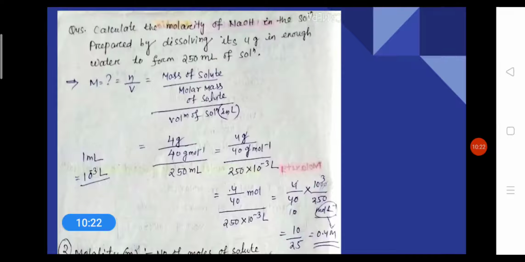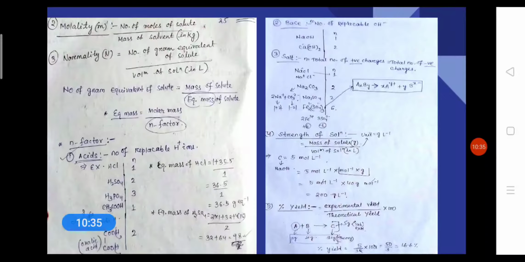There are many questions in our previous exams. All are the same if we know the formula and the pattern of the answers. Next, molality is like molarity. The only difference is its formula: number of moles of solute divided by mass of solvent in kg. Here in molarity it is volume of solution in liter, and here it is mass of solvent in kg. That is the only difference and nothing else.